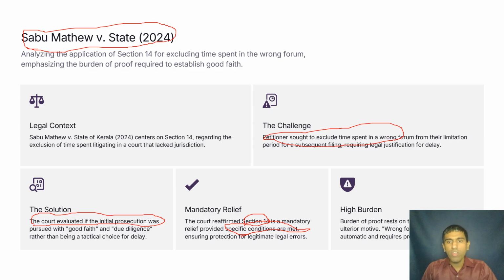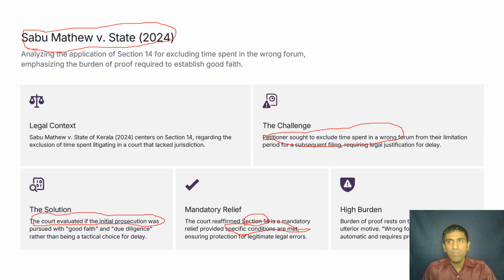So this section ensures protection of genuine litigants who had been fighting the case in the wrong court earlier, while at the same time deterring people who were misusing section 14 by deliberately filing a case in the wrong court even when they knew it was the wrong one. So this section ensures that legitimate legal errors are protected. If you have committed a legitimate legal error, then you would receive the protection necessary under the law.